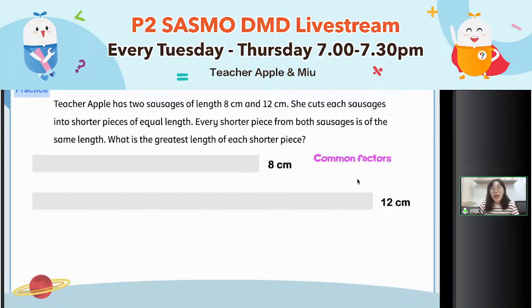And after that, let's try a question about the common factors. Let's read the question. Teacher Apple has 2 sausages of length 8 centimeter and 12 centimeter. She cuts each sausage into shorter pieces of equal length. Every shorter piece from both sausages is of the same length. What is the greatest length of each shorter piece? Do you have any idea? This question is a bit long, right? So firstly, you need to read it carefully and try to understand what the question is asking you.